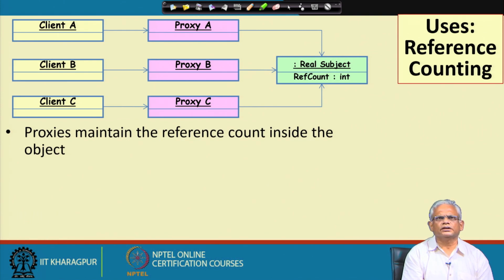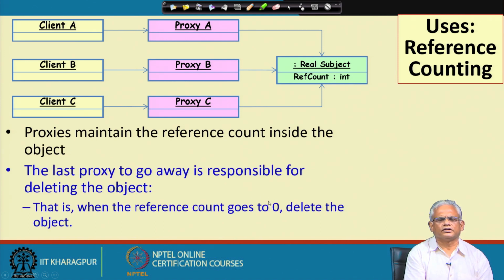Similarly, reference counting, that is how many objects are now sharing an object. Here the proxies maintain a reference; the reference count itself is inside the real subject. The proxies increase and decrease the reference count as a new proxy tries to access it. It first increases the count, and as it disconnects, it decreases the count. If the count is already 1, then before going, the last proxy may delete the object.